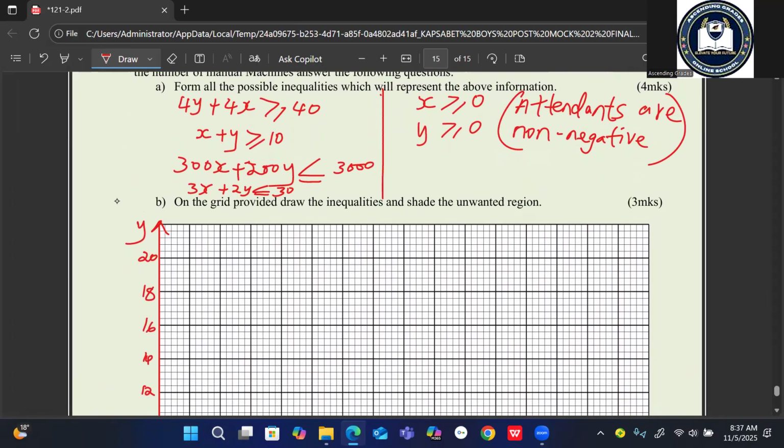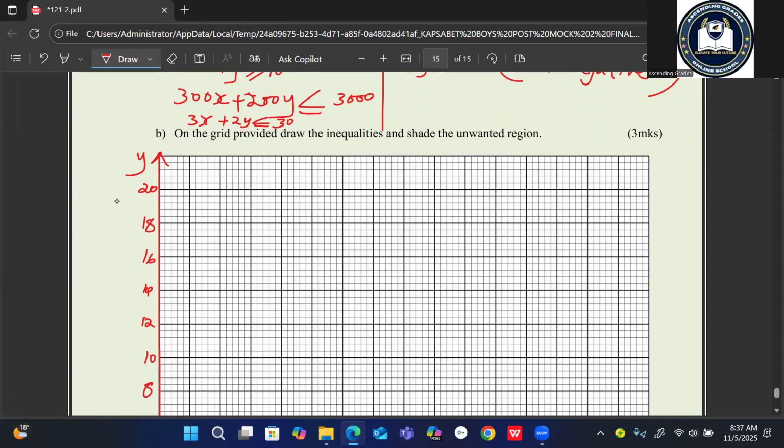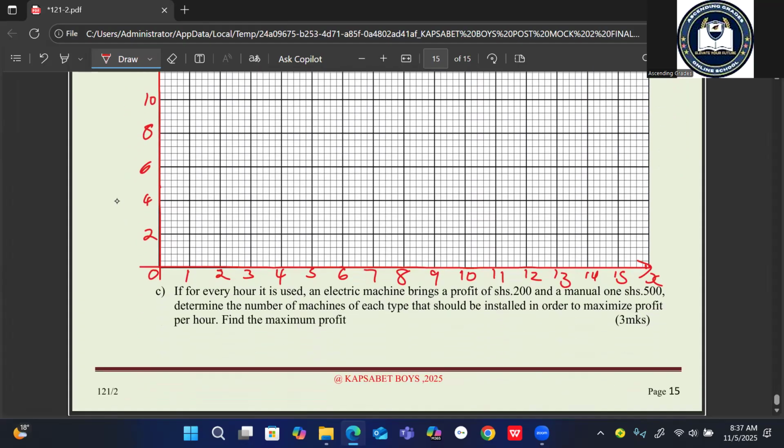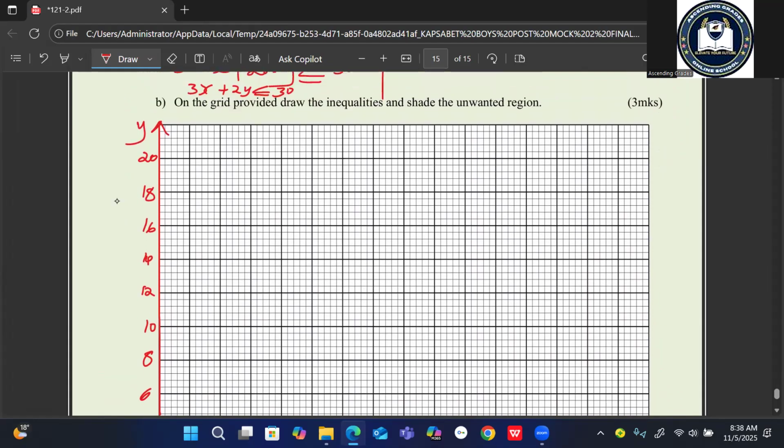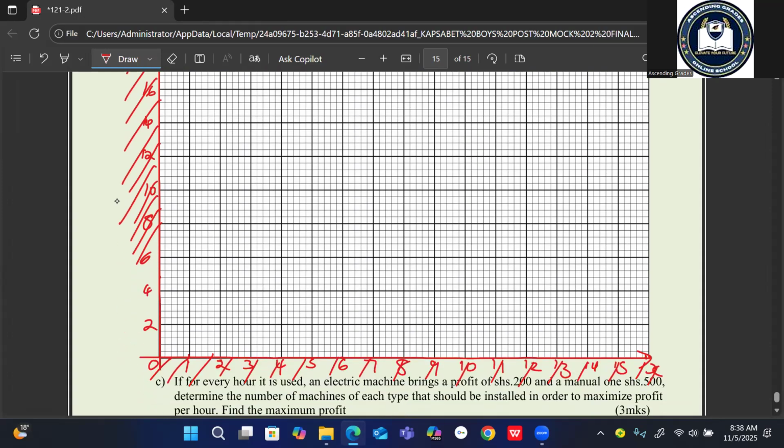So we begin plotting these ones. x is greater or equal to 0. So we go on the x-axis. x has to be greater or equal to 0, and y is greater or equal to 0. So we can see the two of them. There is no way the attendance can be negative. We have it like that.